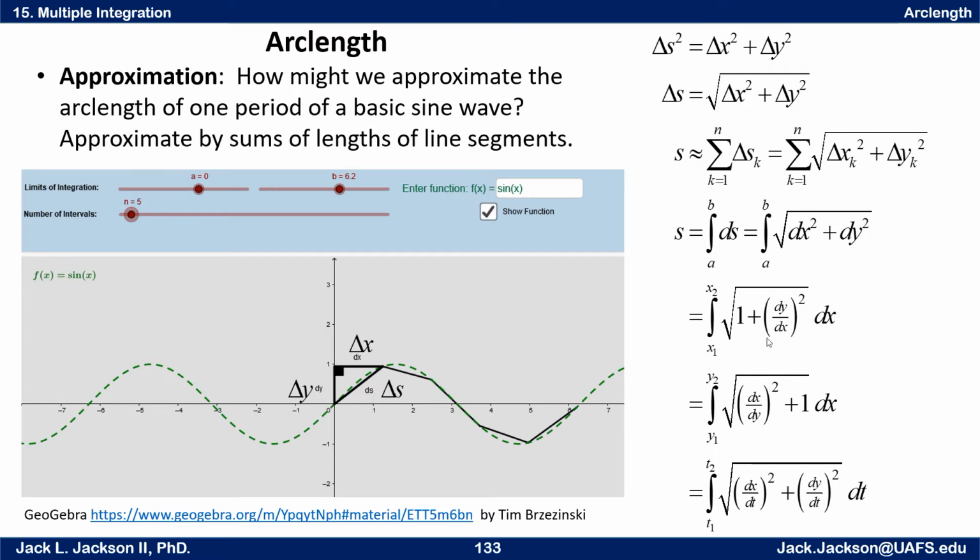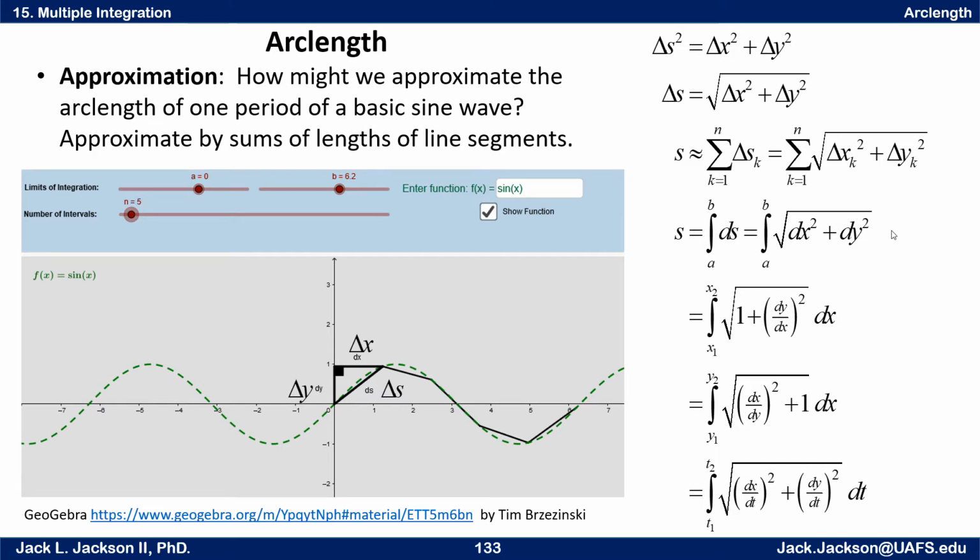So what this allows us to do is to fix this up. If we know this formula in terms of x, which is what we do here, we can set up this integral in terms of x and go from our lower x to our upper x, in this case, 0 to, say, 2 pi. And then what we put here is the derivative of our function, derivative of y with respect to x. We have to square that, add 1, square root, and that is our integrand when we integrate with respect to x.